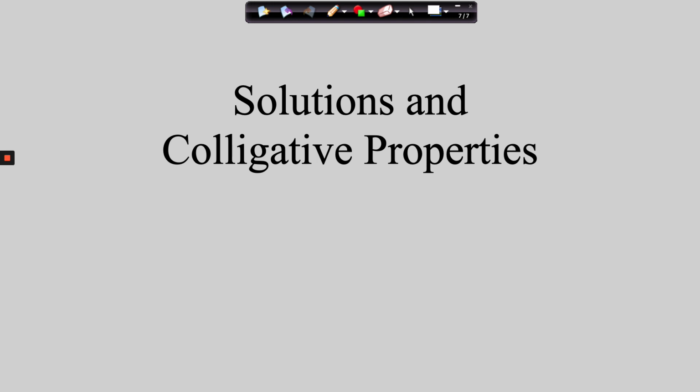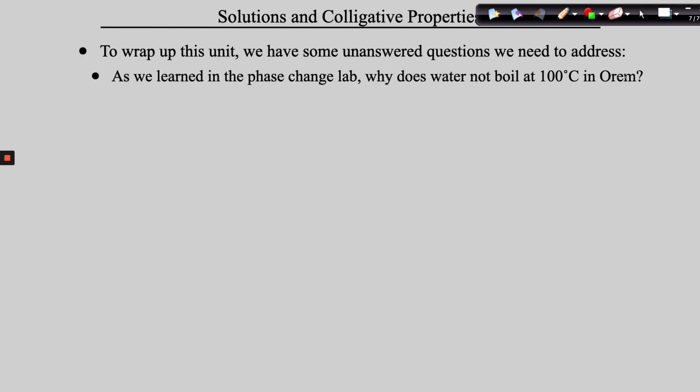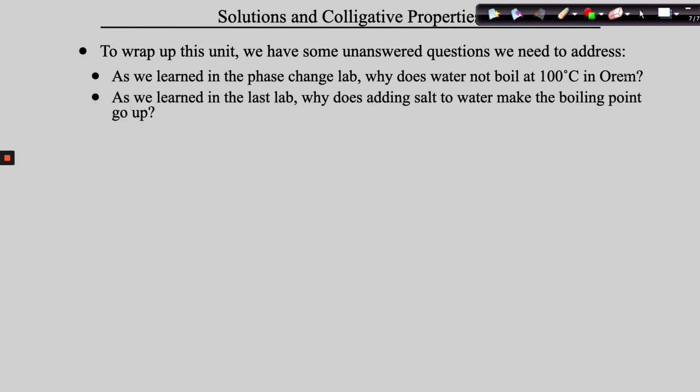So today in class, and don't write this down, we are actually going to address two largely unanswered questions about what we've been doing over the last two labs. Unanswered question number one is this: why does water not boil at 100 degrees in Utah? But let's establish the idea first. Where does water boil at 100 degrees Celsius? Sea level. All right. Then question number two is this: why does adding salt to water make the boiling point go up?